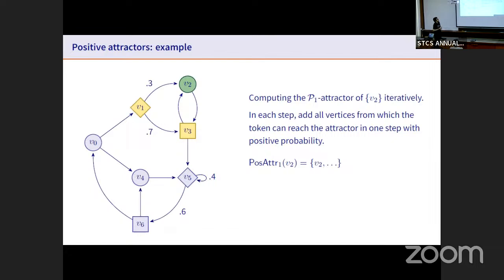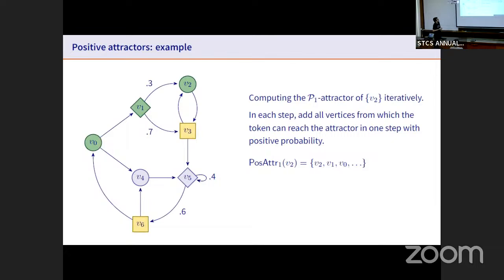From V1, with probability 0.3, you can reach V2. However, V3 is a player 2 vertex. Player 2 can decide not to go to V2 and go to V5 instead. So that won't be included in our running set. We have updated our set to V1 and V2, and we can repeat that again. From V0, you can reach V1 with positive probability. However, from V3, you may not reach this green set, so we don't include that.